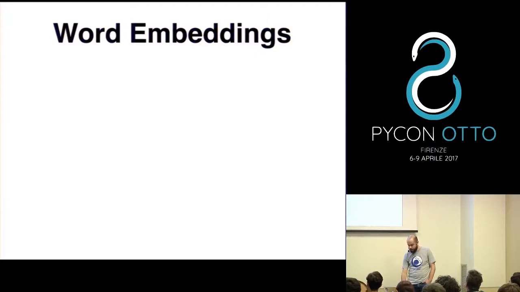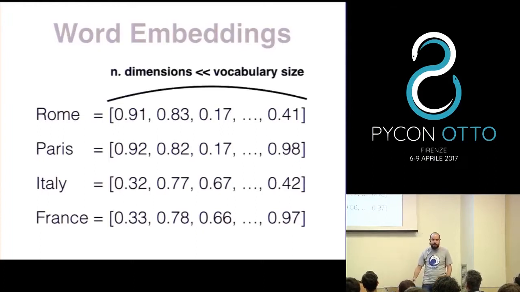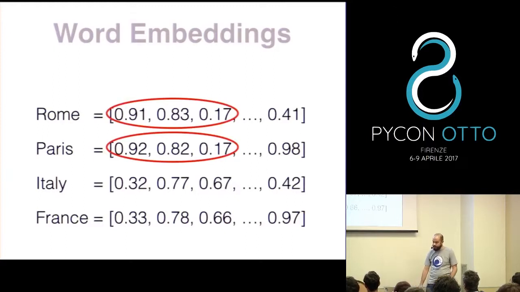Now, moving on to word embeddings. This is what they look like. They're vectors of real numbers. And what do we want exactly from them? We want the number of dimensions to be much, much smaller than the vocabulary size, usually 200-300, that's quite common. And then we want to have some notion of similarity between words. If you notice, some of the dimensions between Rome and Paris, for example, are kind of close to each other. So Rome and Paris are similar. They're both cities. They're both in Europe. They're both capitals, and so on. So we want to capture these similarities.